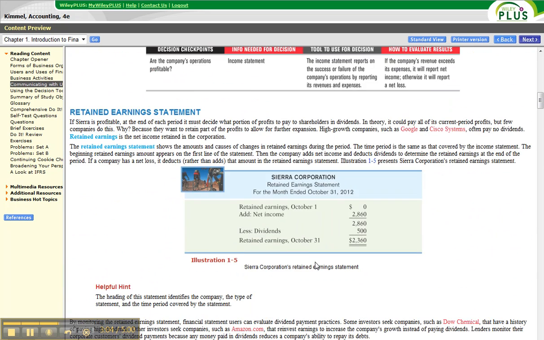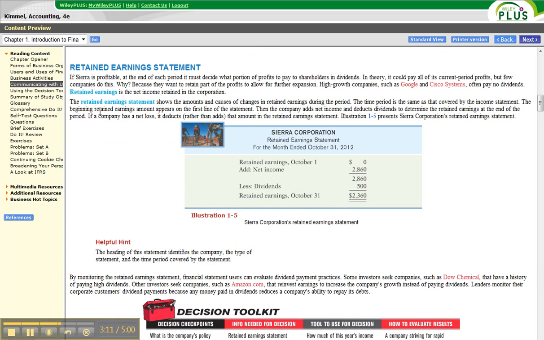The next financial statement, and they're in a certain order because this is the order that they are prepared in, is the retained earnings statement. This statement simply shows users what earnings or profits have been retained inside the company since the inception of the company, and it rolls forward from one month to the next, or from one year to the next.